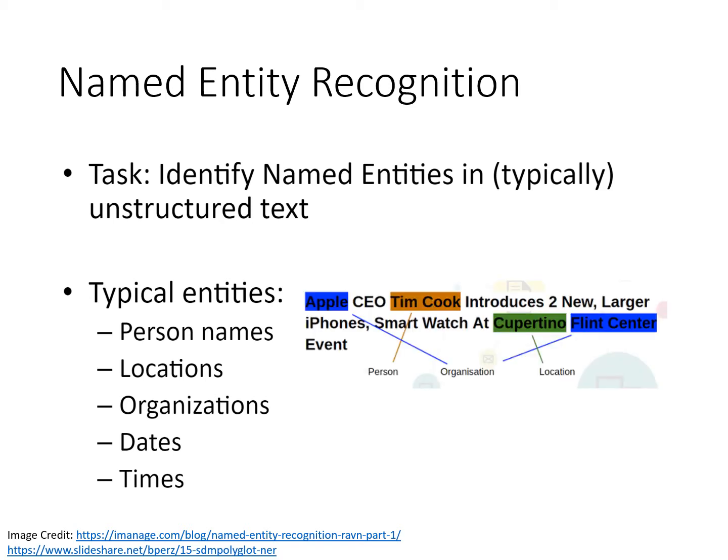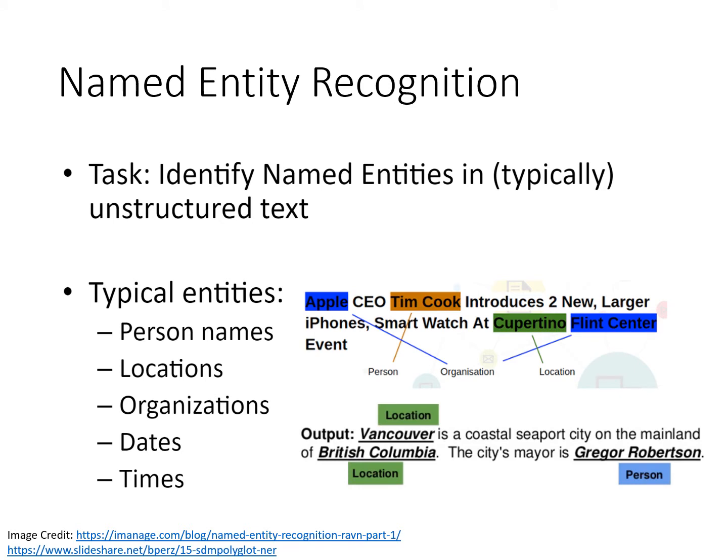Consider this scenario. In this example, Apple is the organization name, Tim Cook is the person's name, Cupertino is the location, and Flint Center is again the organization. Another example: in this case, Vancouver is the location, British Columbia again is the location, and Gregor Robertson is the person's name.